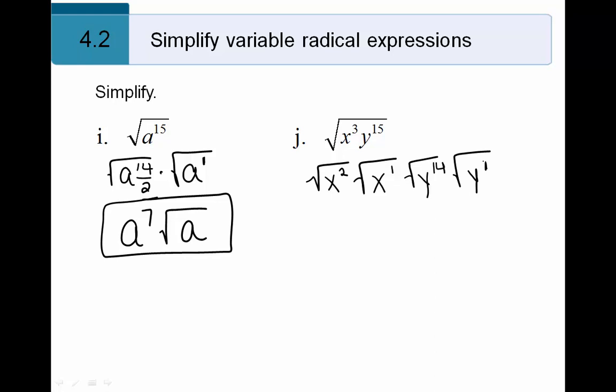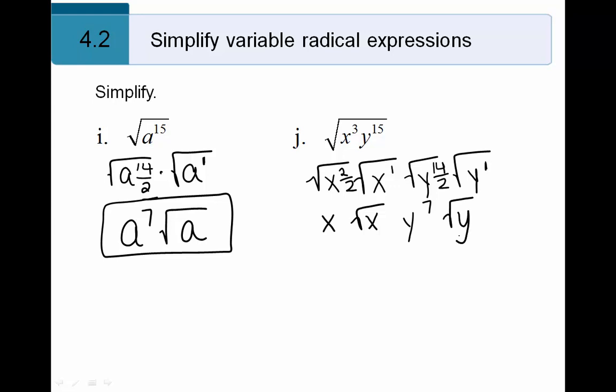We'll take the square root of x squared. 2 divided by 2. Whoops. 2 divided by 2 is 1. That gives me an x to the 1st. Square root x just drops down. The square root of y to the 14th is y to the 7th. And square root y just drops down. You can't take the square root of that.